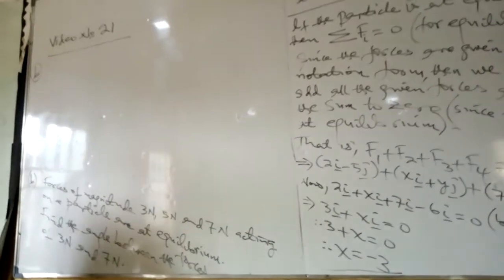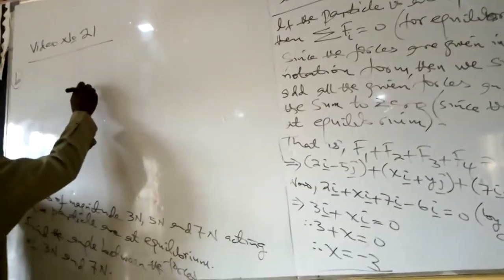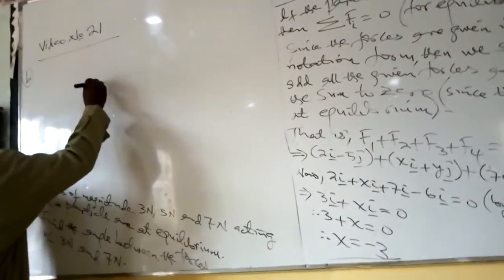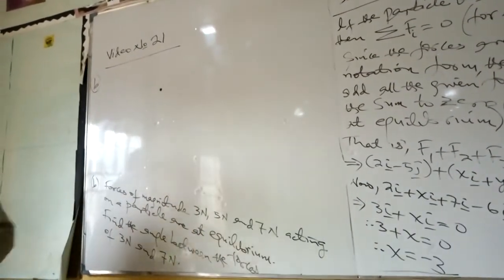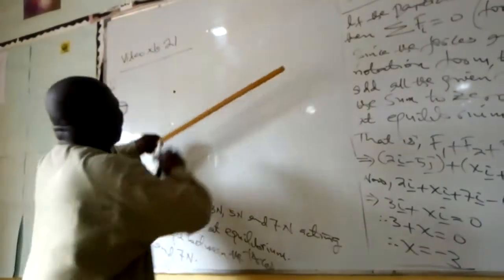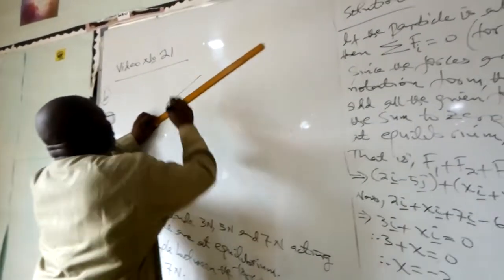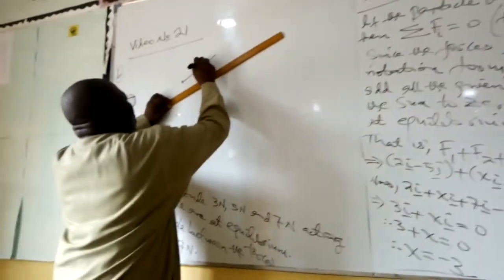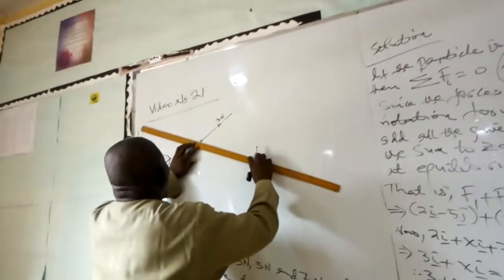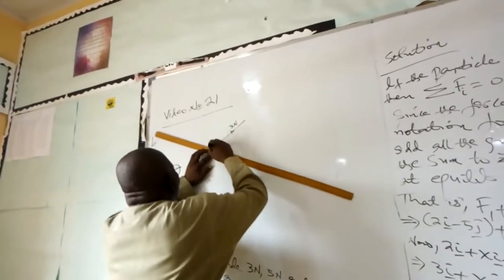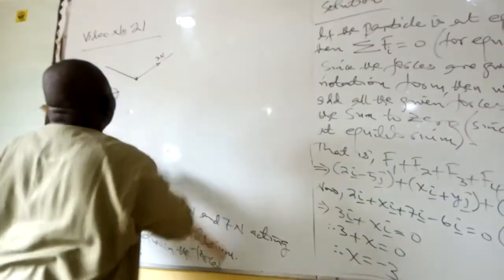So all I have to do now, it means we have a particle at a point. Let me show you the first diagram of this question. We have a particle here. I'm using that point to represent the particle of the body. And this particle is subjected to these three forces, 3 Newton, 5 Newton, and 7 Newton. This is the 3 Newton force, then the next force is 5 Newton.